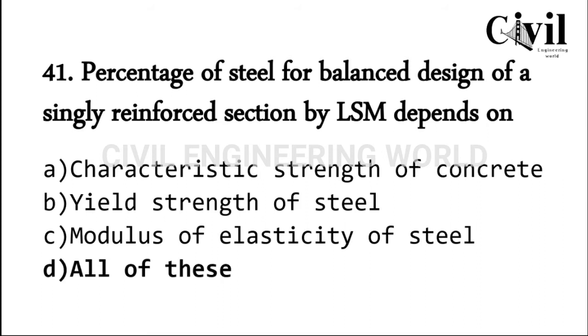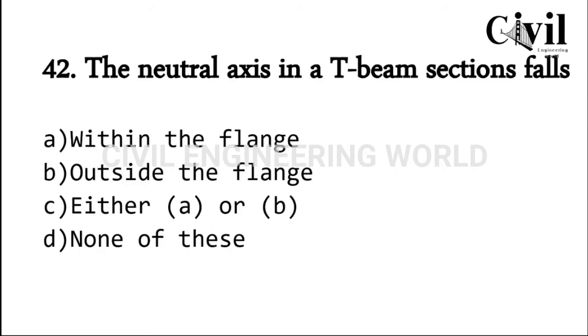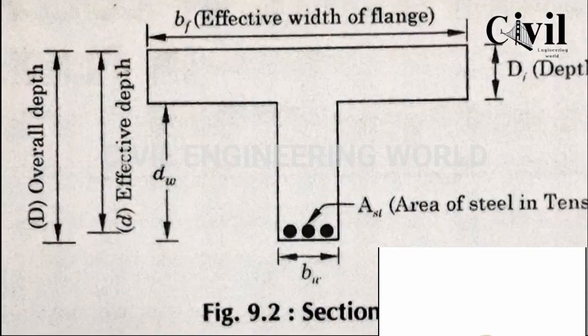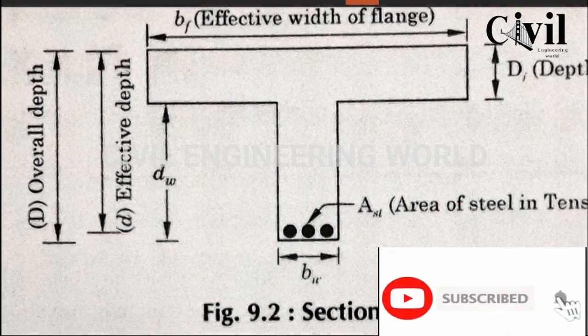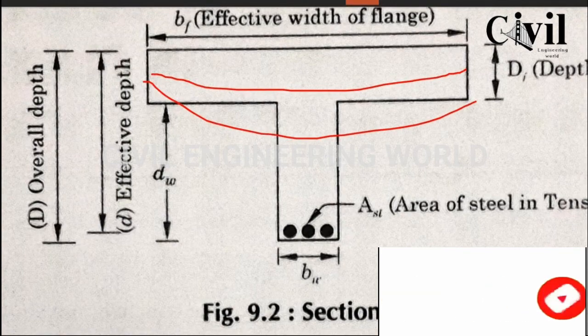Okay, so let's move to the next one. So we have the next one, the neutral axis in the T-beam section falls in. So we have either A or B, because sometimes it may be inside the flange or outside. So it really depends on the type of stresses. So it may be inside the flange or outside the flange. So we have the answer C.